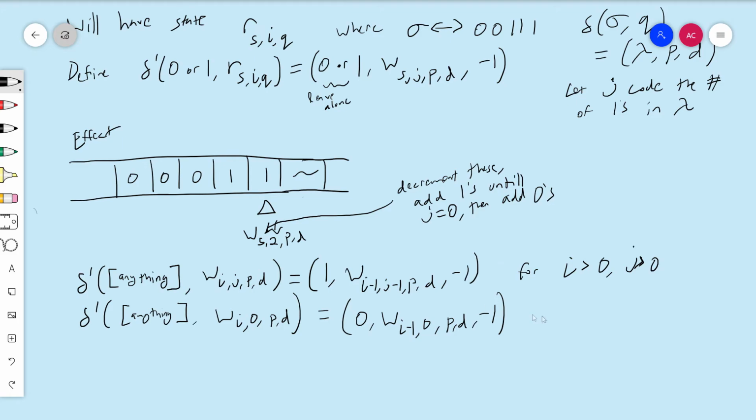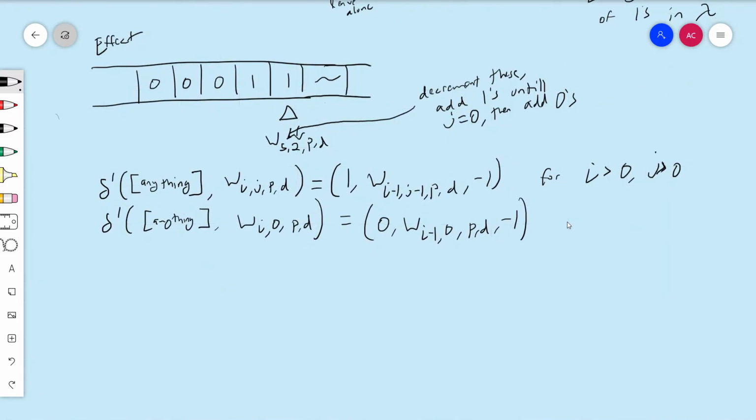So here's the effect of that. I guess I can draw the effect up here. It's going to move here, and then I'm going to go into W4, 1. So I write a 1 in here because I see a 2 here. It's not 0. And then I move left, and I end up with a 4 and a 1 here, and P and D are the same. And then I move here again, and now I have a 3 and a 0, and a P and a D. Now that I have a 0, I write in a 0.